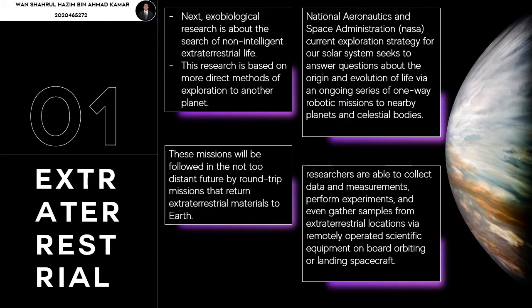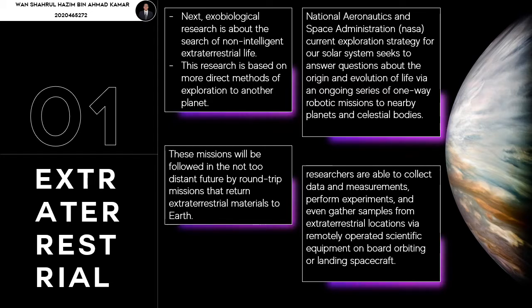Next is exobiological research. Exobiological research is about the search for non-intelligent extraterrestrial life. This research is based on more direct methods of exploration to another planet. The National Aeronautics and Space Administration, or NASA, current exploration strategy for our solar system seeks to answer questions about the origin and evolution of life via an ongoing series of one-way robotic missions to nearby planets and celestial bodies. These missions will be followed in the not too distant future by round-trip missions that return extraterrestrial materials to Earth.